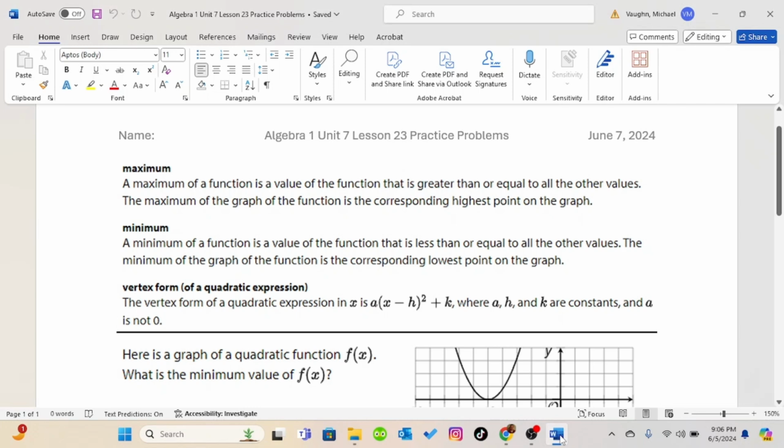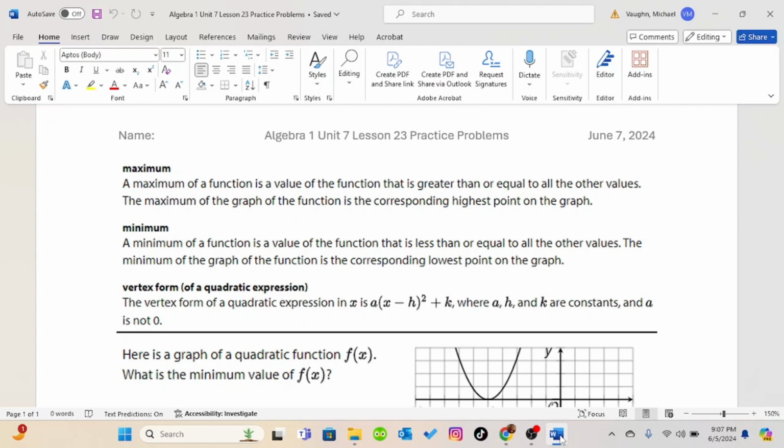Welcome to Algebra 1, Unit 7, Lesson 23, Practice Problems. In this lesson, we have three vocabulary terms to look at first. The first vocabulary term is maximum.